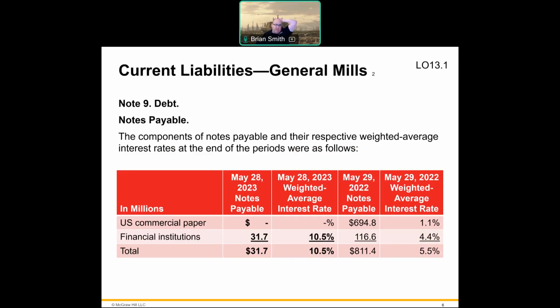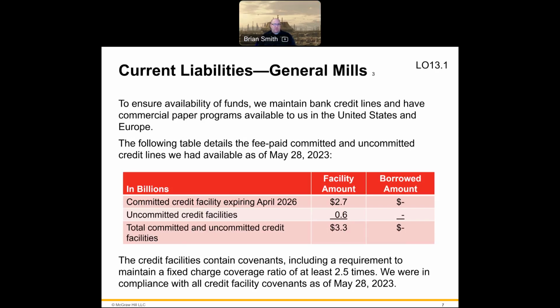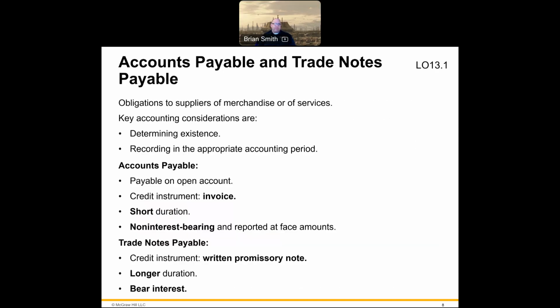The notes payable note will show you exactly what is in here. This is a note to the financial statements, note 9 for General Mills. It breaks down what is in the notes payable: financial institutions you owe money to, and then U.S. commercial paper. Then there are committed and uncommitted credit lines. Basically, you have debt that is committed to something. This is a more advanced concept. Just know that it exists.